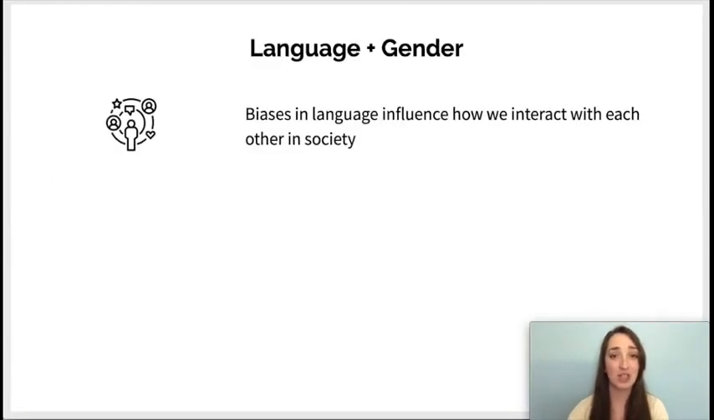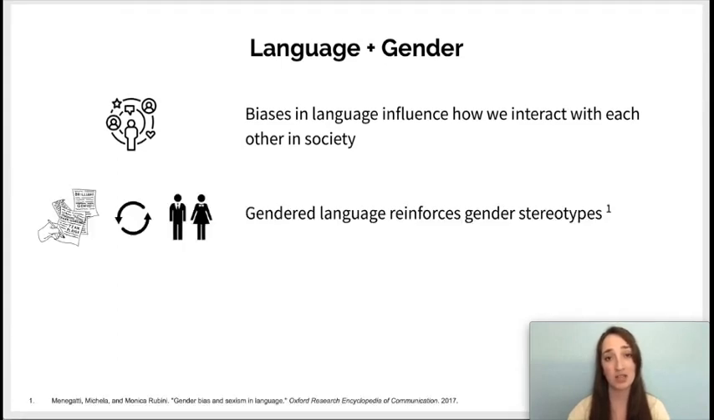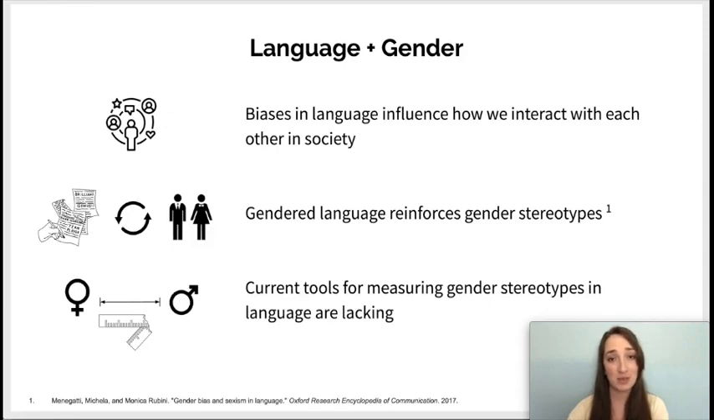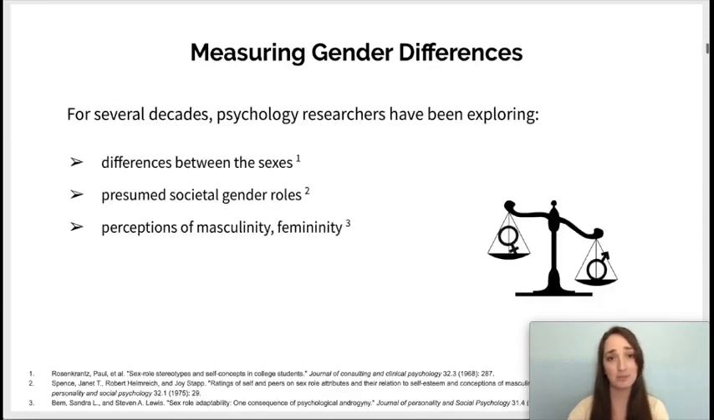Biases in language influence how we interact with each other and in society as a whole. Recent research has shown that gendered language, in particular, reinforces gender stereotypes. Unfortunately, the methods that we have to detect gender stereotypes in language have been very limited.